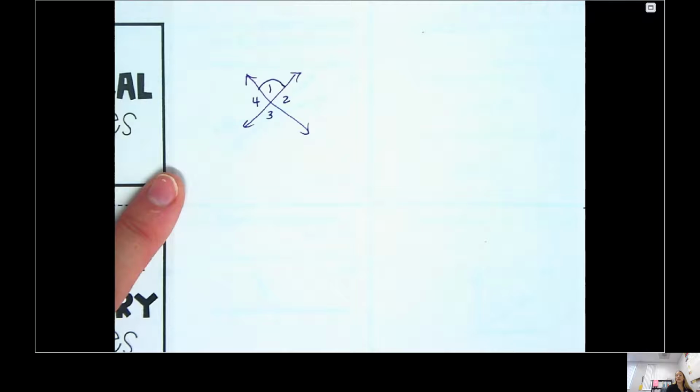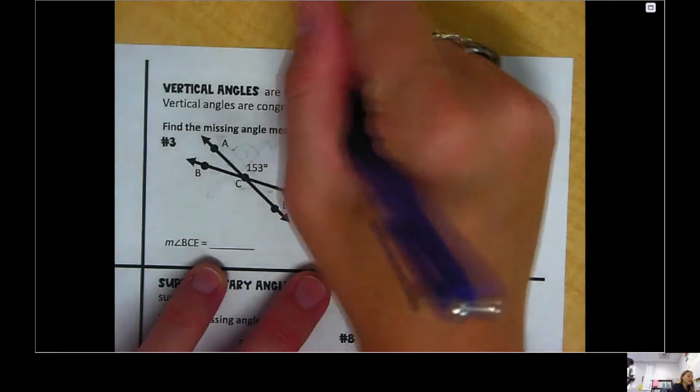I'll do it on the back over here. I've got an X here, right? Here are my angles. There are 4 angles in this picture. Vertical angles are the ones across from each other. Which angle is across from angle 1? Directly across: angle 3. So angle 1 and angle 3 are vertical angles. Which one's across from angle 2? Angle 4. So 2 and 4 are vertical angles. Vertical means across.